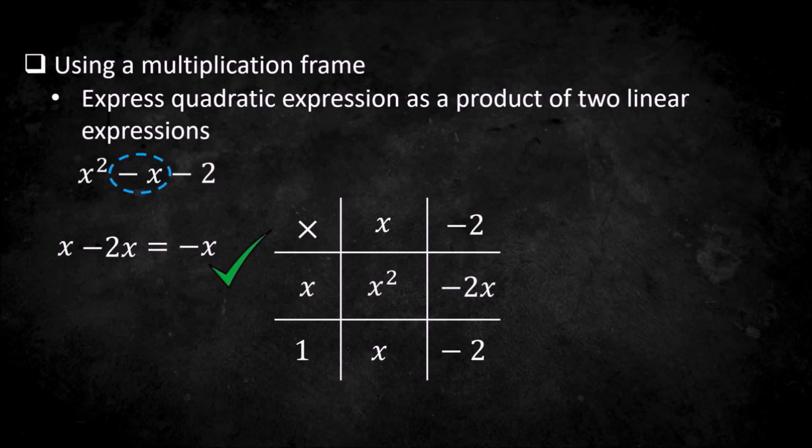The last step is to write the factorized form. The two linear expressions are x plus 1 and x minus 2.